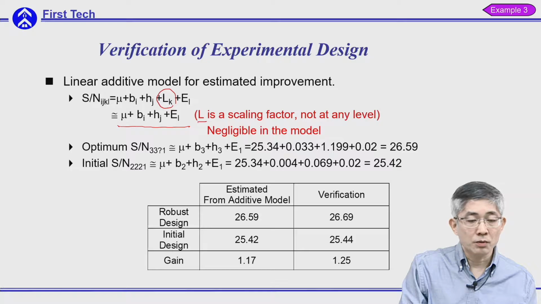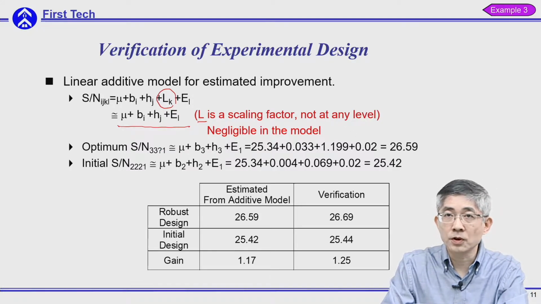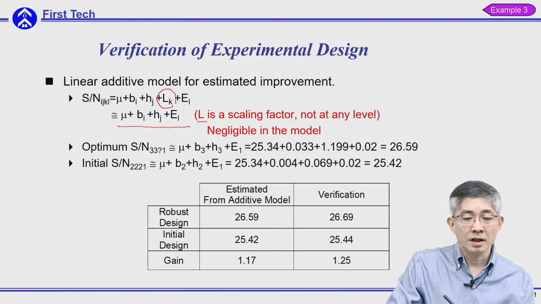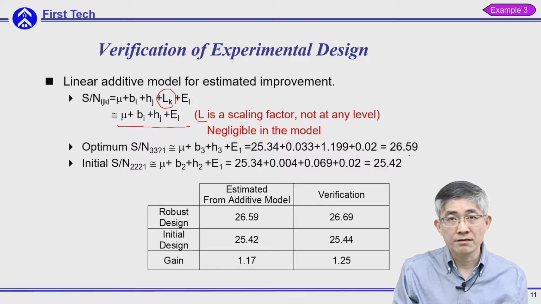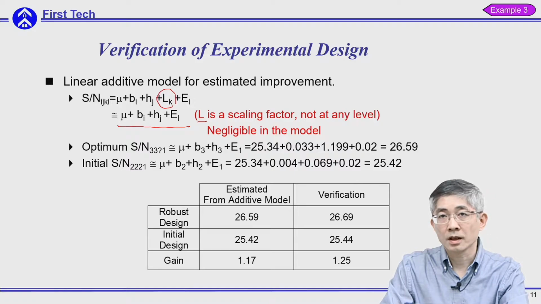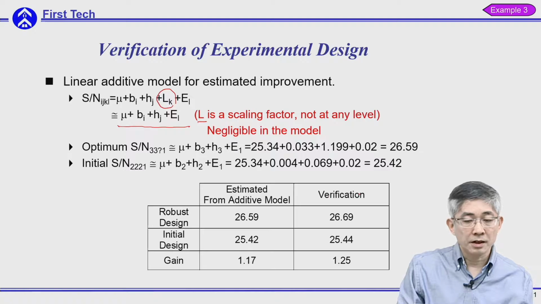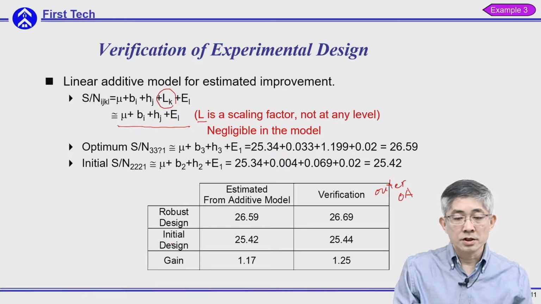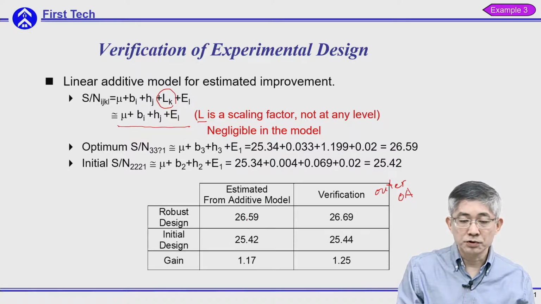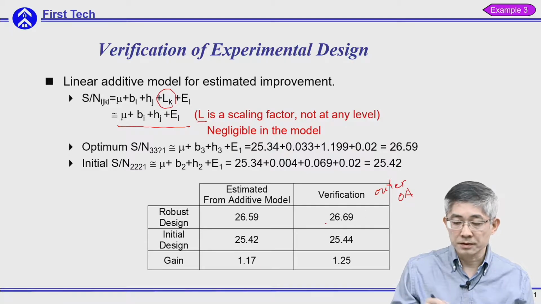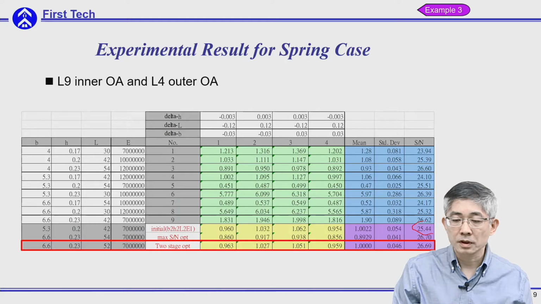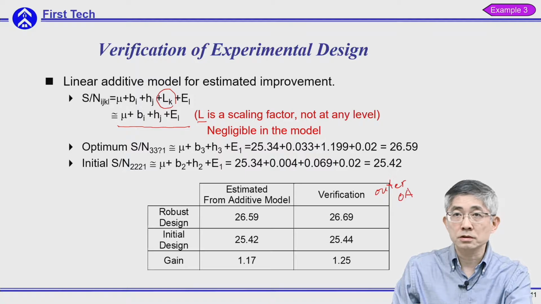Similarly, you can estimate the SN ratio for the optimum design, which is 331. This question mark stands for the scaling factor, which is not at any specific level. So we neglect the effect of L, and the optimum design will have a 26.59 SN ratio from the linear additive model. We can put the estimated results from the linear additive model and the verified results from the outer array together for the robust design and the initial design, and also the gain. The gain is the difference of the SN ratio between the robust design and the initial design. From the linear additive model, we estimate the improvement will be 1.17 dB. From the experiment, where you can see the data over here, put them into the table and you will get an actual gain of 1.25.